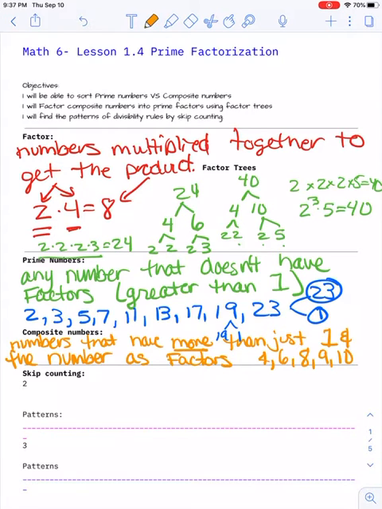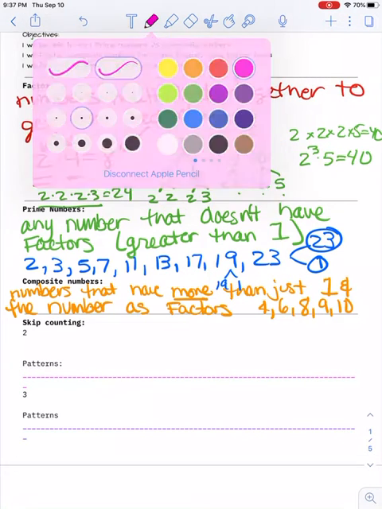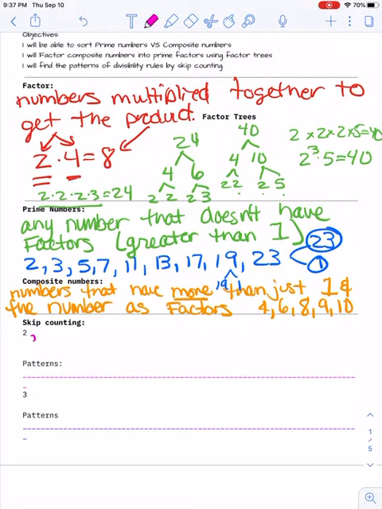Skip counting is one way that we're going to figure out what numbers are prime and what numbers are composite. After I skip count for a little bit, it'll help me remember what numbers I can divide by, and so then I'll know that they are composite numbers and not prime numbers. So let's practice skip counting. I know in elementary school you did a lot of skip counting. So skip count twos. 2, 4, 6, 8, 10, 12, 14, 16, 18.